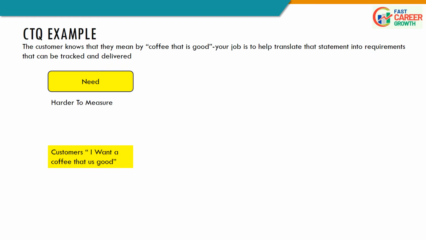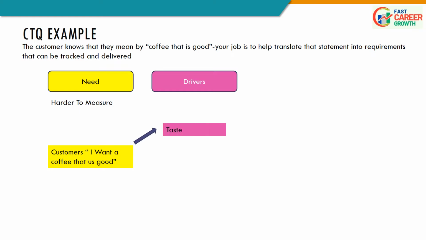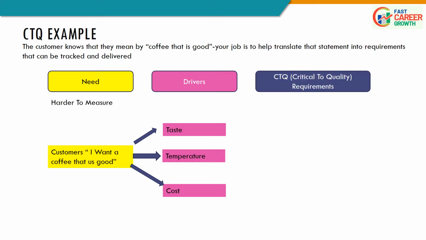Then find drivers of customer satisfaction. In this example, for good coffee, satisfaction drivers are good taste, hot coffee meaning temperature, and lastly price or cost of coffee. Now you can find the exact requirements of customers, meaning CTQ of the coffee customer. Now it is easier to measure.